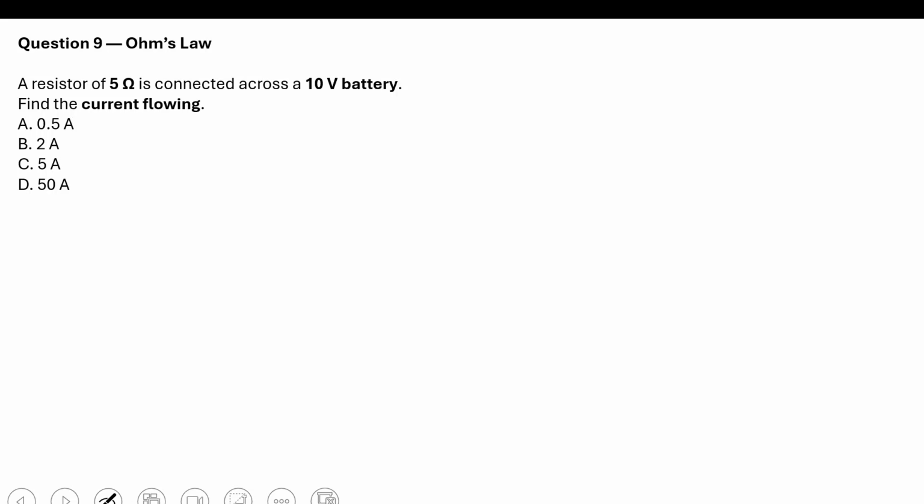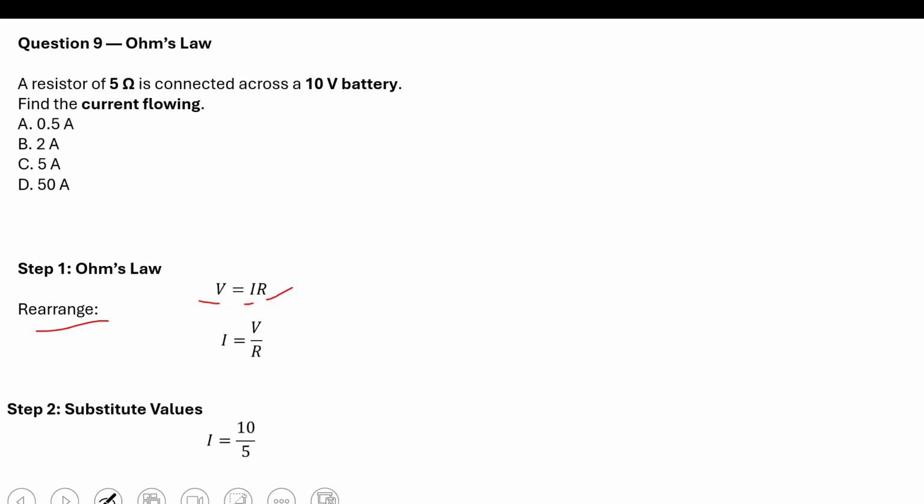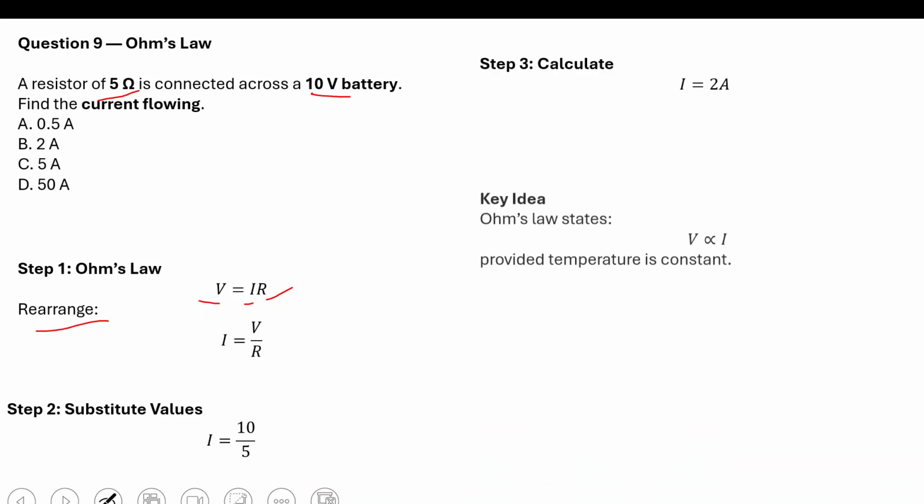Okay, so Ohm's law. A resistor of 5 ohms is connected across a 10 volt battery. Find the current flowing. This is very easy. Ohm's law states that voltage is equal to current times resistance, right? So we arrange it, making I the subject of the formula: I is equal to V over R. We just plug in what we have there. 10 is given in the question as volts, and 5 is given as the resistance. So current will now be 2 amperes.